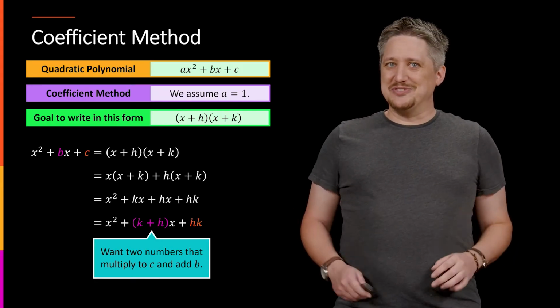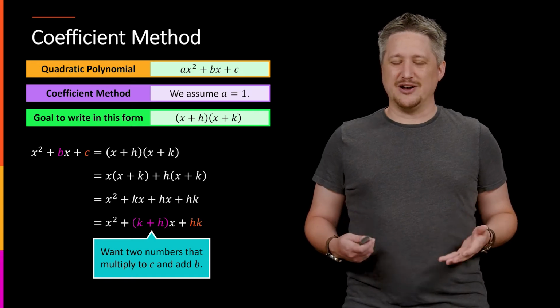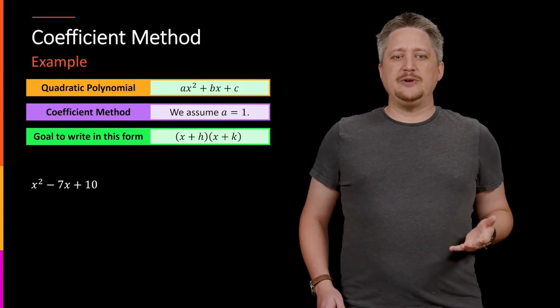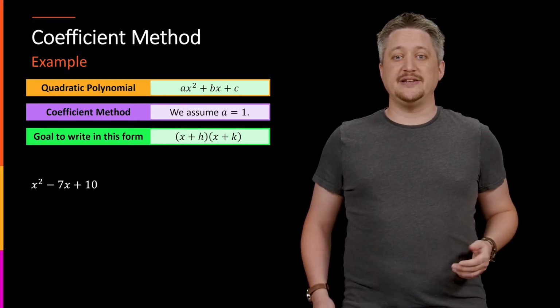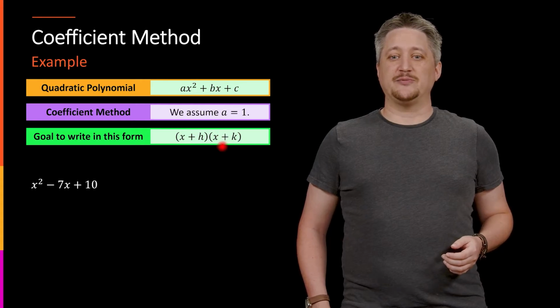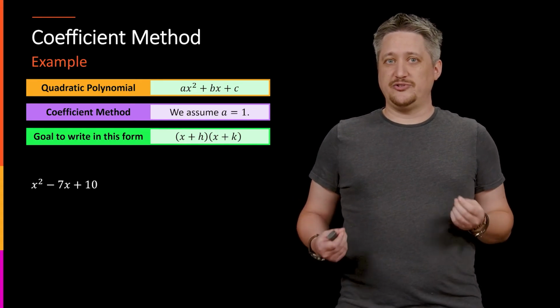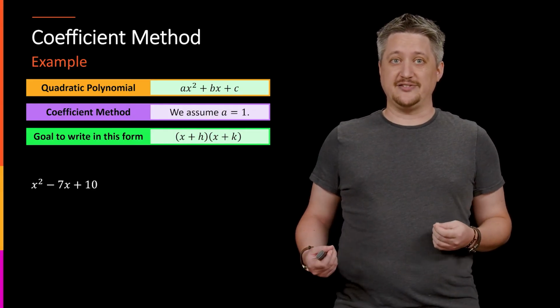Once we've gotten the general derivation, the general idea out of the way, it helps to have concrete examples. So let's look at one of those. All right. So let's say we have this x squared minus 7x plus 10. Our goal, again, is to write it in that x plus h and x plus k form. Now, we want those two letters, h and k. We want two things that multiply to 10 and add to 7.